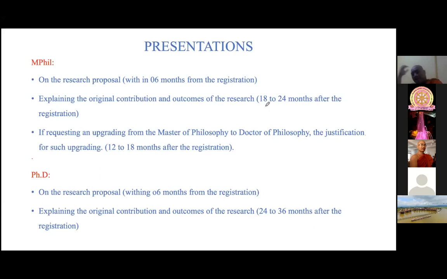About this, I will discuss in the next slides. These 2 steps are only for research at MPhil level. But the next step, if requesting an upgrade from Master of Philosophy MPhil to Doctor of Philosophy PhD level, is 12 months to 18 months after the registration. This means that, according to the institute, you could upgrade your MPhil level research into PhD level research.